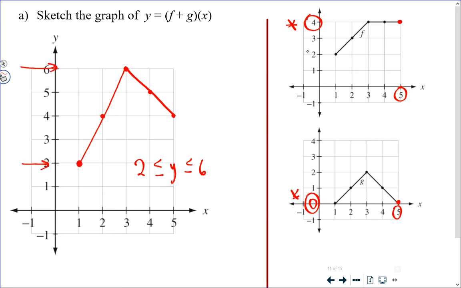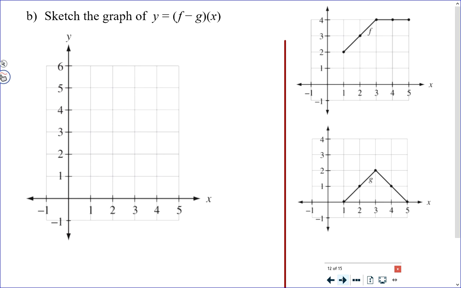But there's no way you'd be able to look at the two graphs on the right and say, oh, the range is going to be 2 to 6. It would be impossible. So there's no rule for range. For domain, well, we can look at both graphs and we can say that 1 is less than or equal to x, which is less than or equal to 5, because that's where they're both defined. You can't come up with a rule for y. Let's take a look at B.